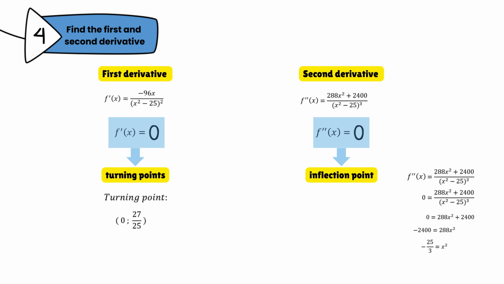When we do this and solve for x, we'll see that to get rid of the square, we use a square root, and our answer ends up being a negative number under a square root. When that happens, there is no real solution. So in this case, we can conclude that the function has no inflection points. If you did get a solution here, you'd just do the same as with the turning point. Plug that x value back into the original function to find the y value of the inflection point.